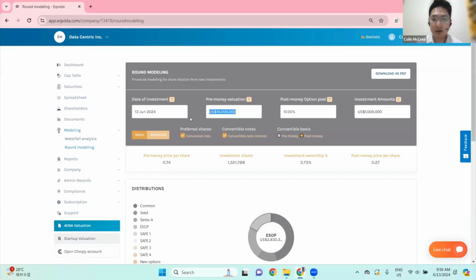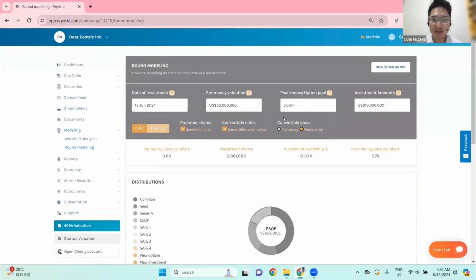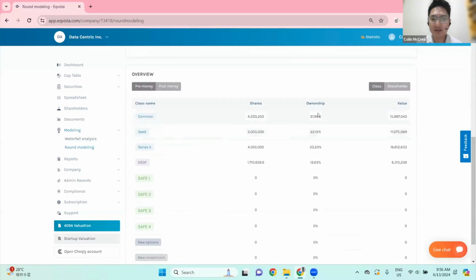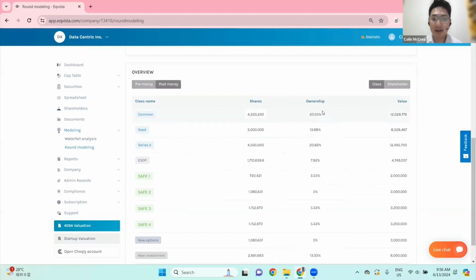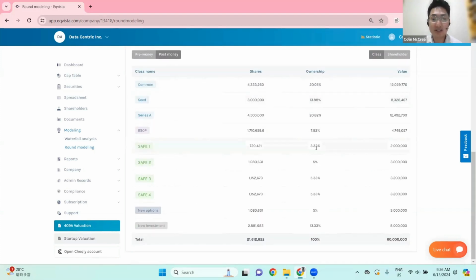So let's just say this company's a Series A. Let's say the Series B is 50 million pre-money, the new investor is going to be investing 10 million, and you want to top up 5%. You can go down here and see the founders own around 31, 32% of the company now. Right after the funding, they would be diluted this much. The SAFEs would automatically convert to this much percentage here. The new top up options and the investors have this much as ownership.